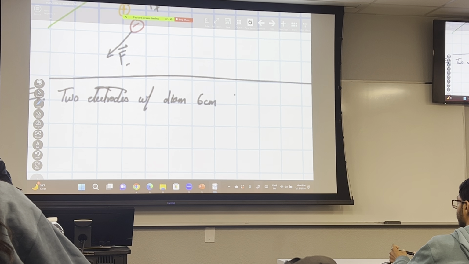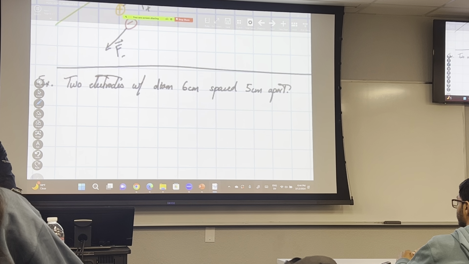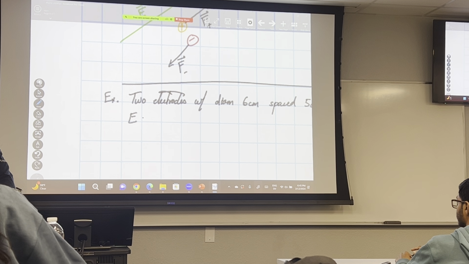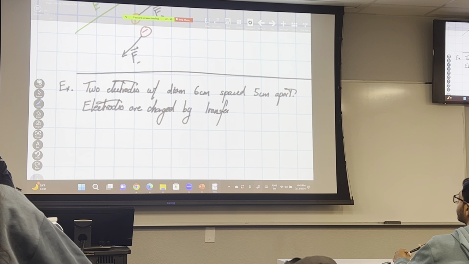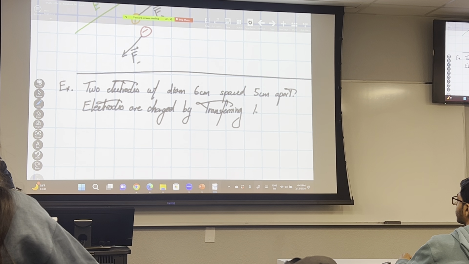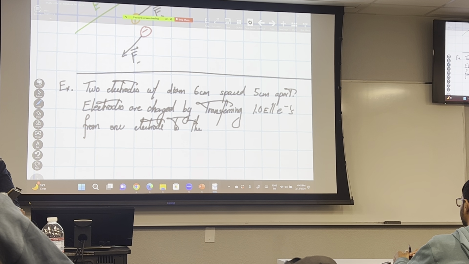With a diameter of 6 centimeters. And let's say they are spaced 5 centimeters apart. Let's say these electrodes are charged by transferring 1.0 times 10 to the 11th electrons from one electrode to the other.